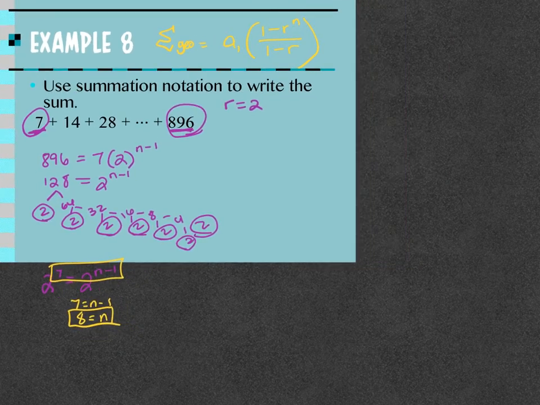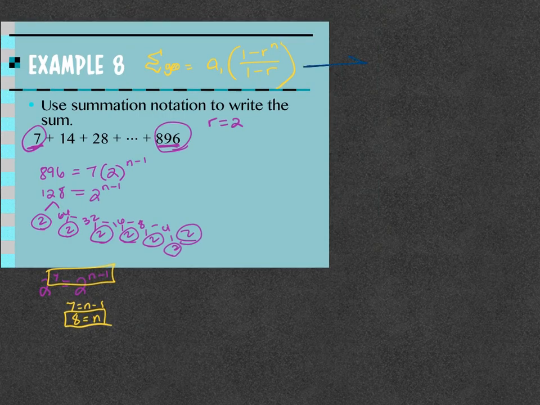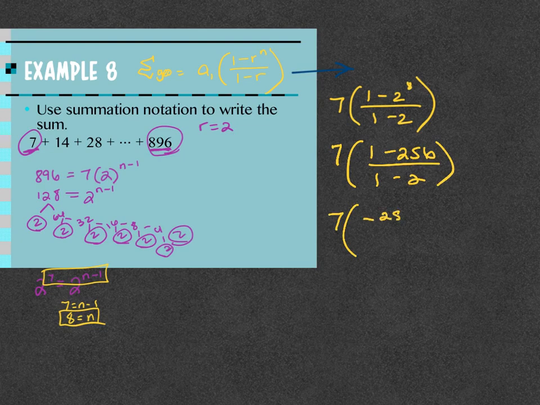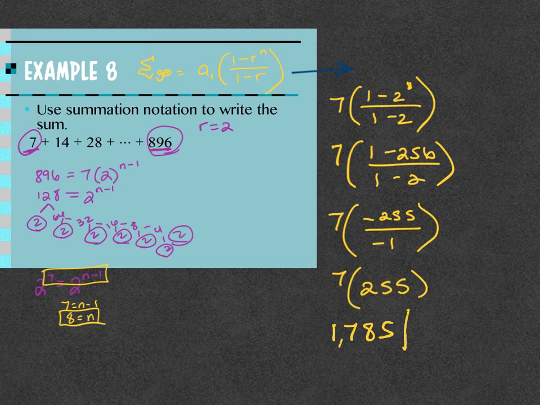Now I have all the pieces I need. There's 8 terms. So I get a sub 1, which is 7, times 1 minus 2 to the 8th over 1 minus 2. 7 times 1 minus 2 to the 8th would be 128 times 2, which is 256. 1 minus 2 is negative 1, so negative 255 over negative 1 is 255. Do you distribute the 7 or just leave it? Multiply. This number was nice and it wasn't fractional like the other one.